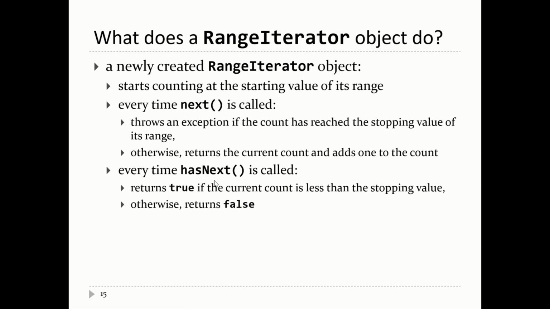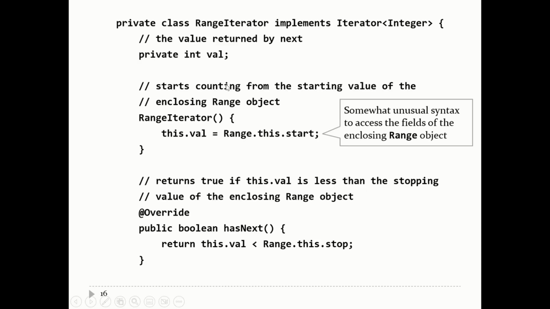HasNext simply tells you, are there more elements to iterate over? So if you're not at the end of the range, hasNext returns true. If you're at the end of the range, hasNext returns false. So that's it. It's pretty easy to implement this thing. It's basically a counter. So our range iterator implements the iterator interface. It's an iterator over integers because the iterator always returns an integer value every time you call next.